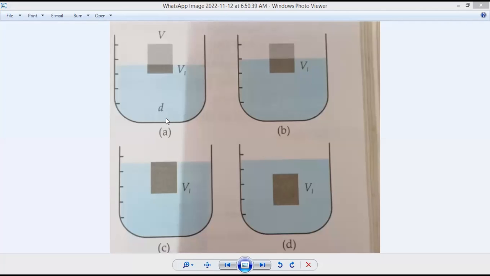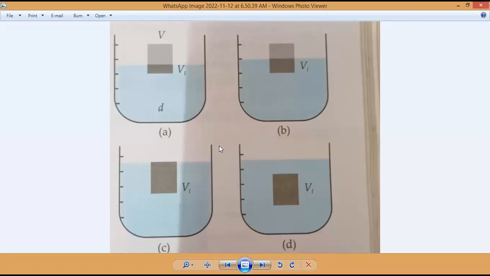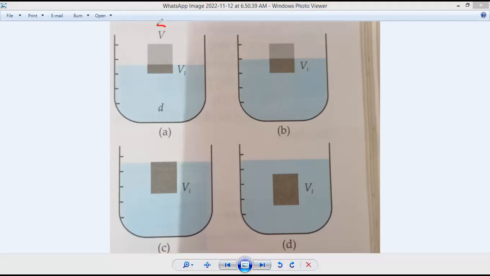Yes, that is right. Observe in all four pictures, I have taken an object of volume V. What is the volume of the object? All of you notice. The volume of the object is V. Now, you can see the immersed portion here, immersed in a liquid of density D. The density of the liquid is D.